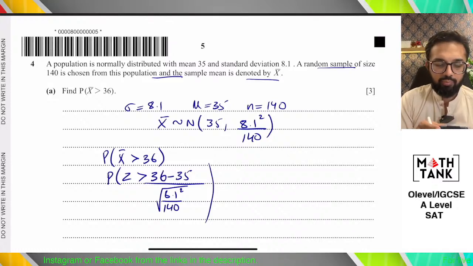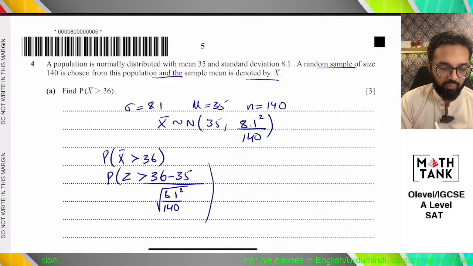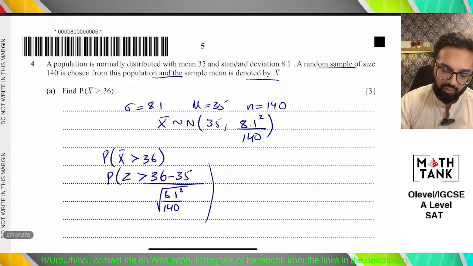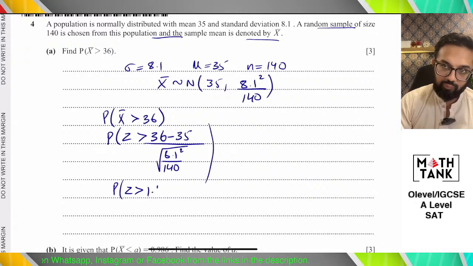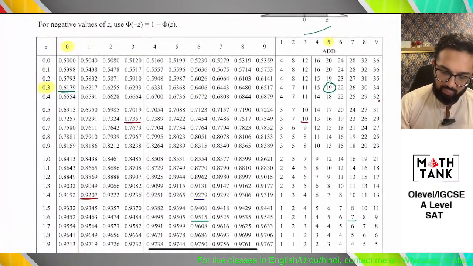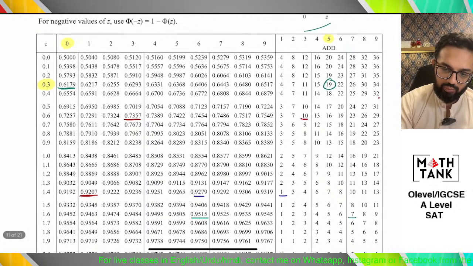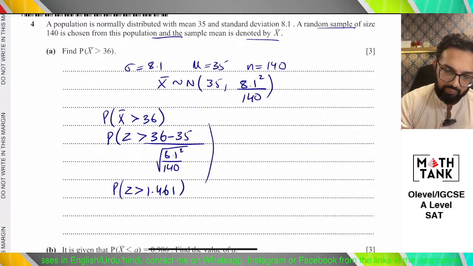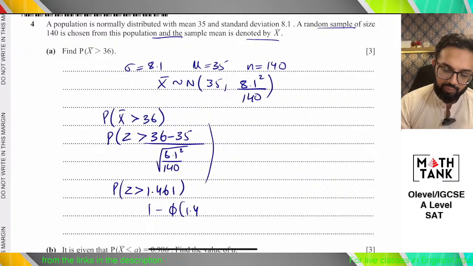What do I get? 1.461. 0.9280. One minus phi of 1.461.